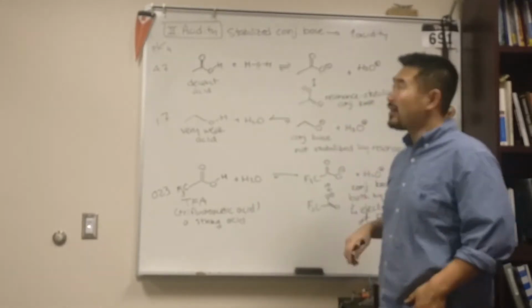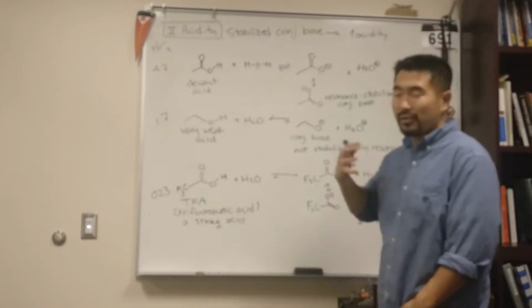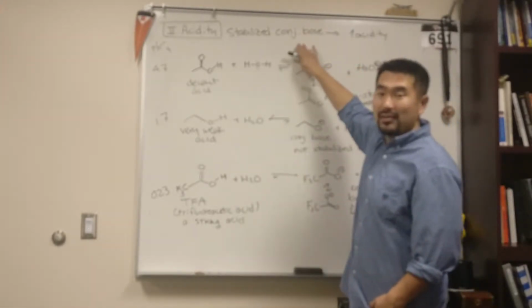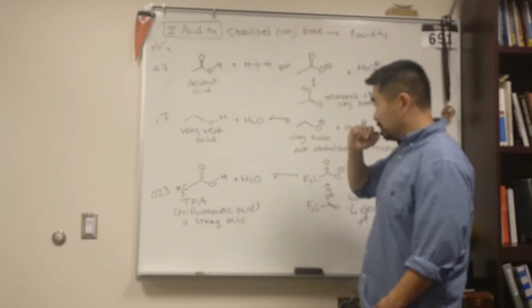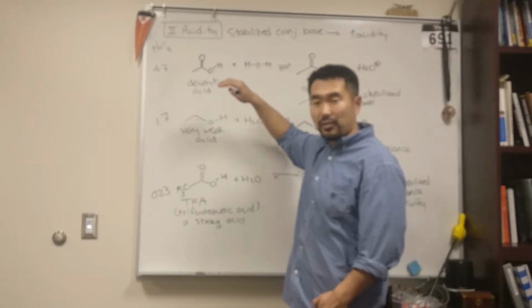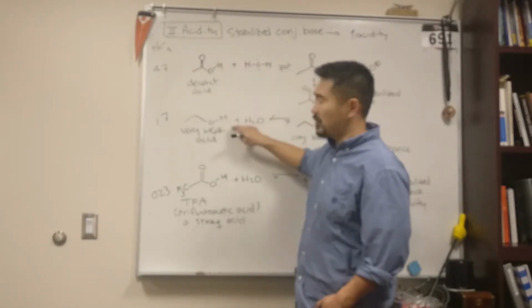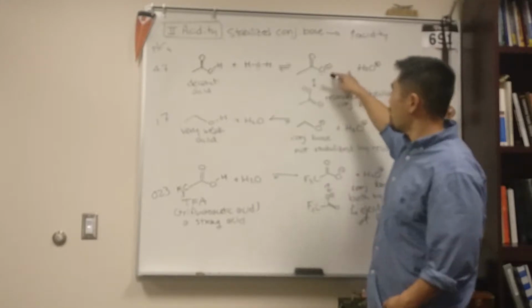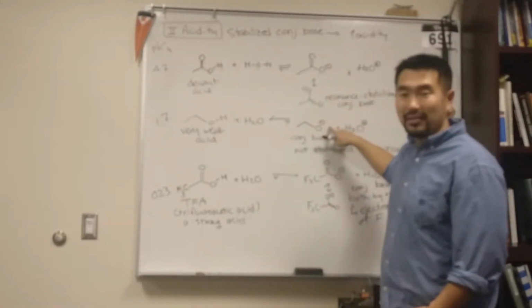Some of this already, but remember, to compare acidity, you want to look at the conjugate base's stability, right? So when we want to compare the relative strength of acidity of these two potential acids, what we want to do is to compare the stability of the conjugate bases.